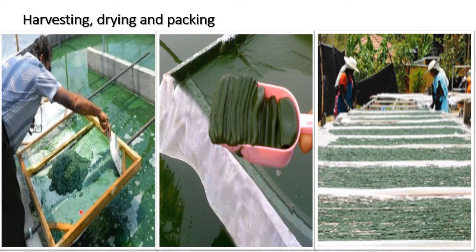In froth flotation, the cultivated algae are aerated in the water to a froth and the algae are skimmed from the top. By using mesh, we can also harvest the algae. After processing through the mesh, slurry can be obtained.